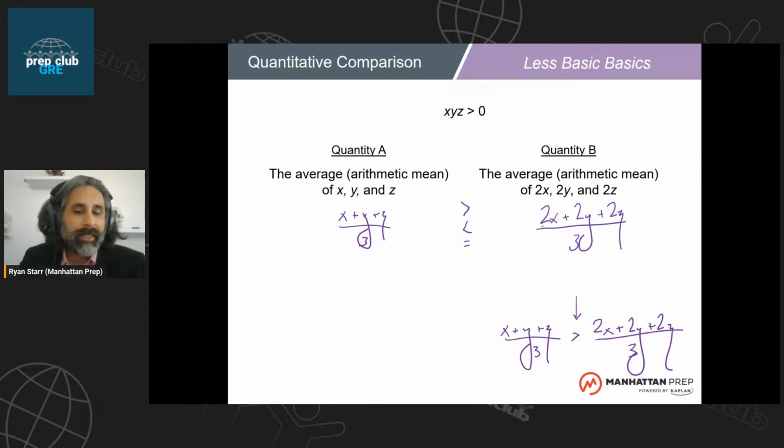But in a case like this, when you've got 3 on the bottom of both sides, 3 is a positive number. Totally, you're well within your rights to multiply both sides by 3. Again, presumably exactly as you'd want to do if you were in this situation down here, if it were just a normal inequalities problem and nothing to do with quantitative comparison at all. Right?